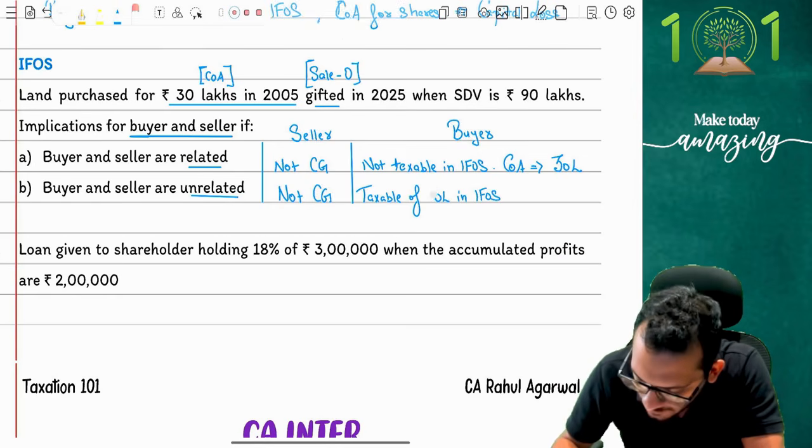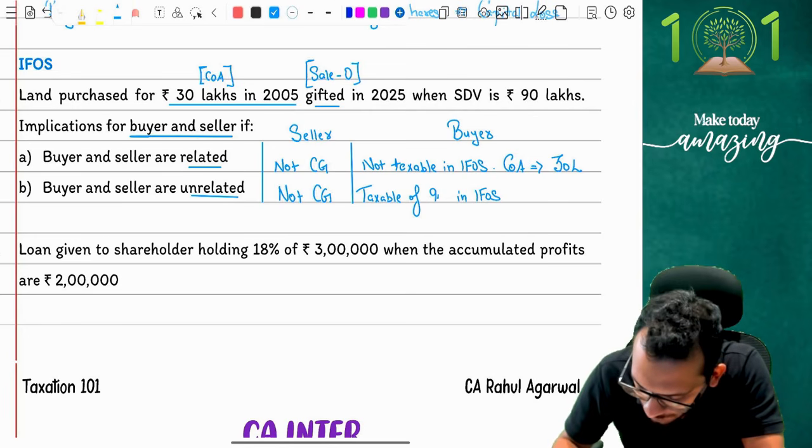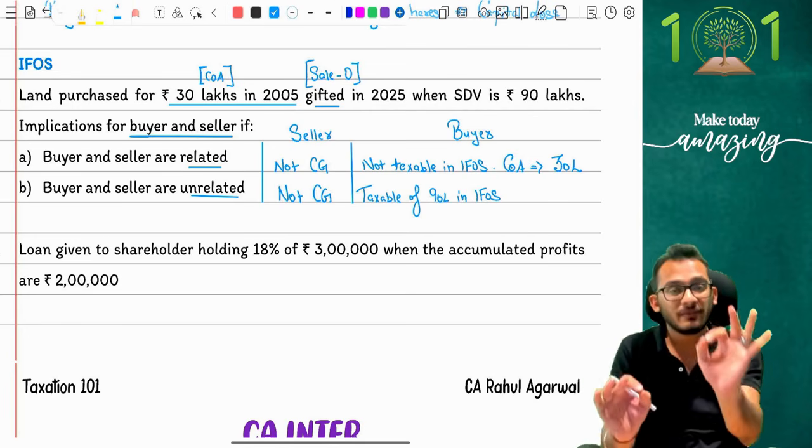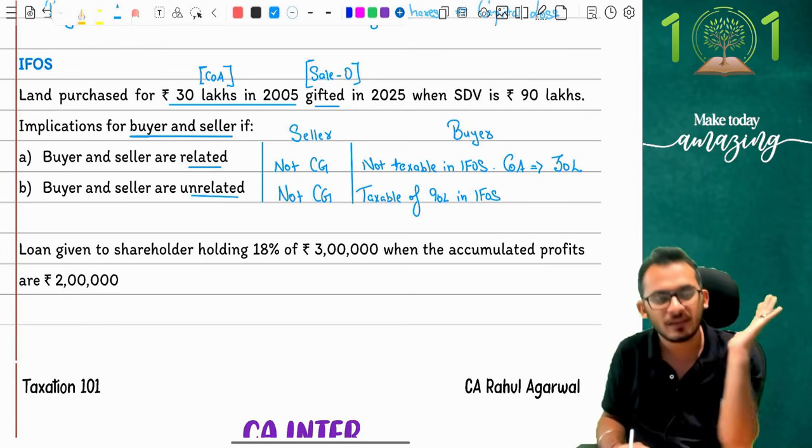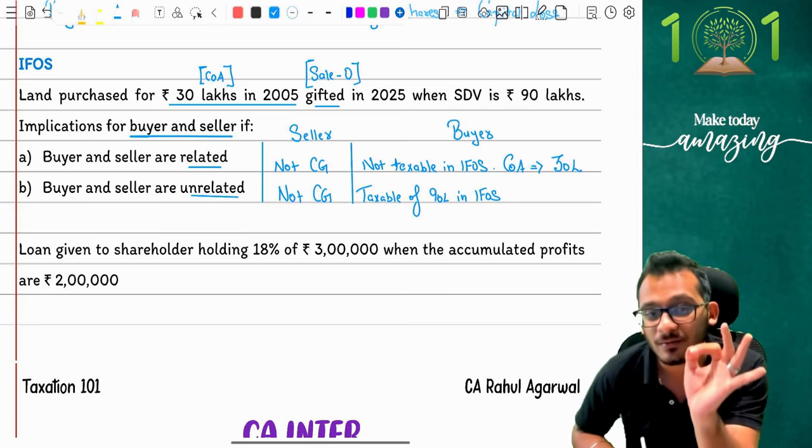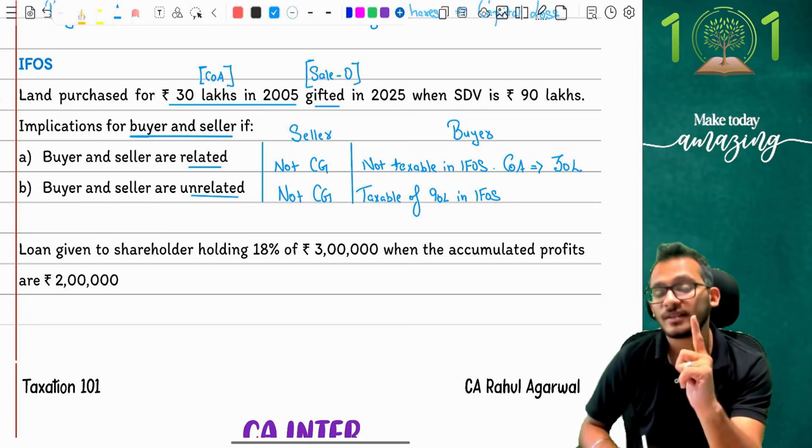Yes, the whole 90 lakhs will become taxable under IFOS because at the end of the day, what happened? I should have paid 90 lakh rupees for this property, but I paid nothing for the property. So it became 90 lakh rupees worth of taxable gift. Now comes the important part.